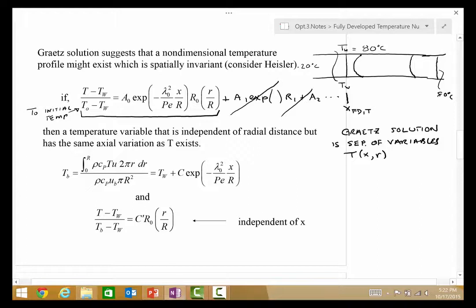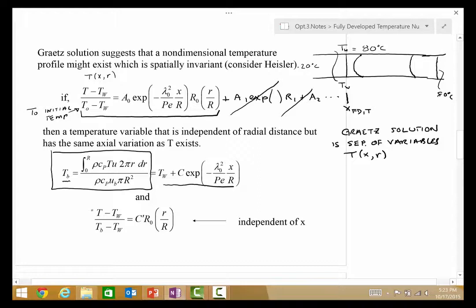And we've talked about what the bulk temperature looks like. The bulk temperature is an integral of the temperature distribution over the area, weighted by the velocity. Certainly, T itself is a function of x and r. If we integrate out the r dependence in the temperature and the r dependence in the velocity, the bulk temperature is no longer a function of r, but it certainly is still a function of x. So the same functional dependence that T has in x, the bulk temperature also has in x.